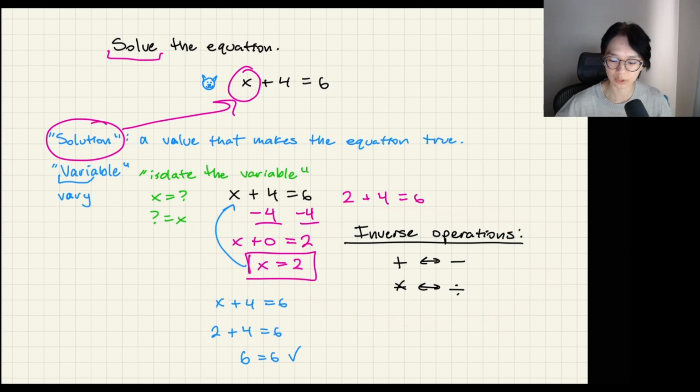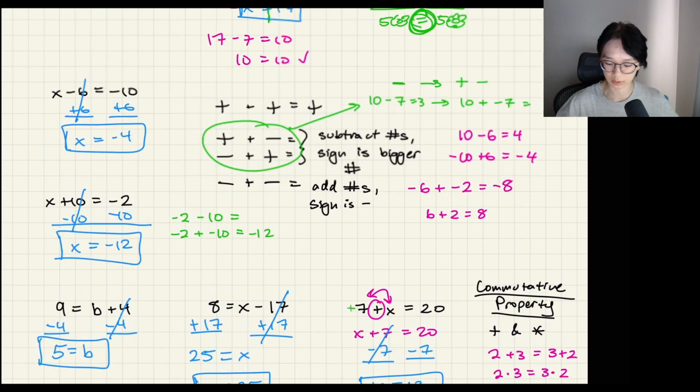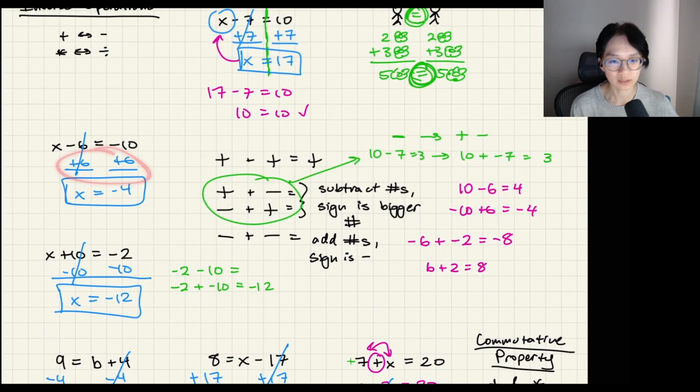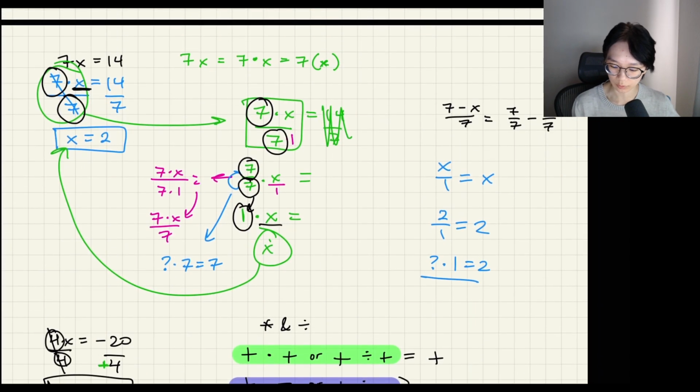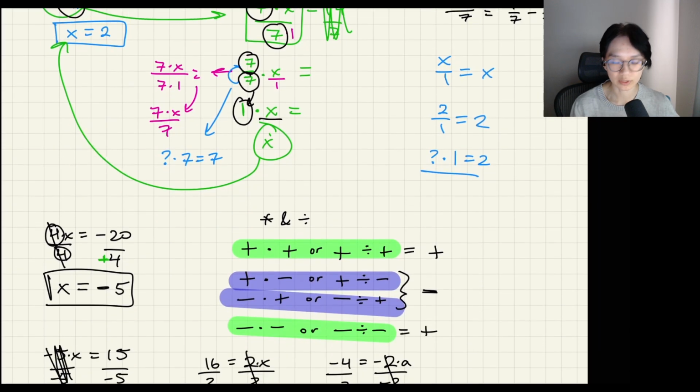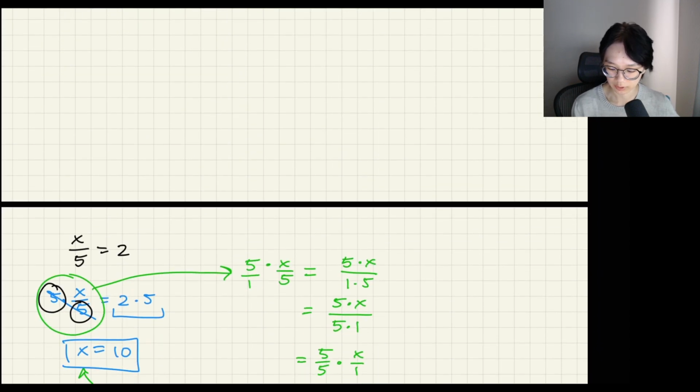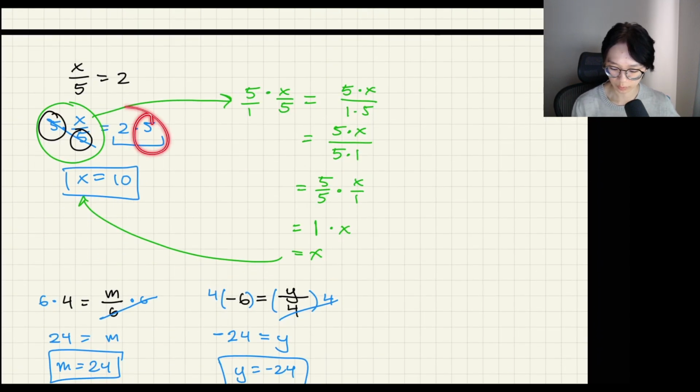So that's one-step equations. They're called one-step because all these only took one step. Either you subtracted or added, and that's it. You divided, and that's it. Multiply both sides, that's only one step. And then you got the answer.